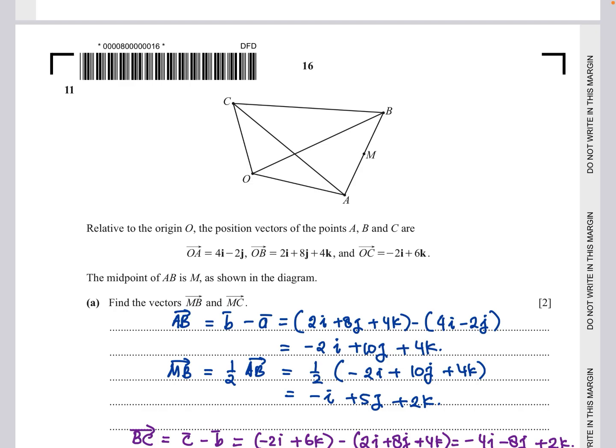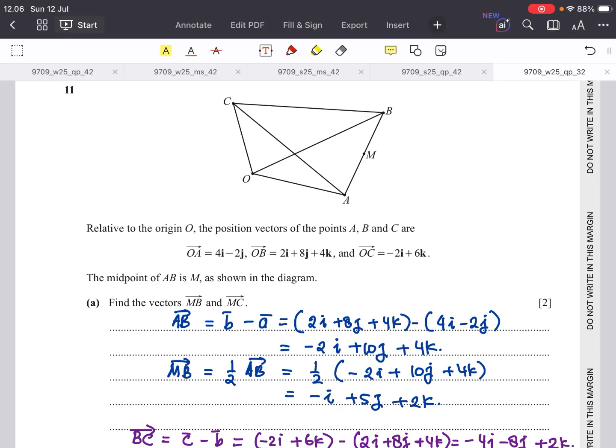Question 11. Relative to the origin O, the position vectors of the points A, B, and C can be expressed in this vector, position vector. The midpoint of AB is M, as shown in the diagram. A. Find the vectors MB and MC.